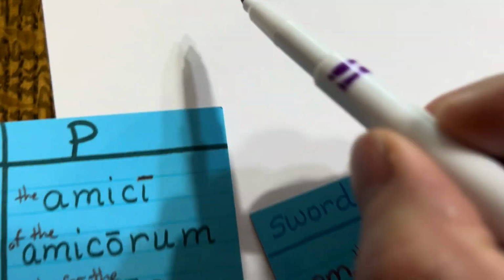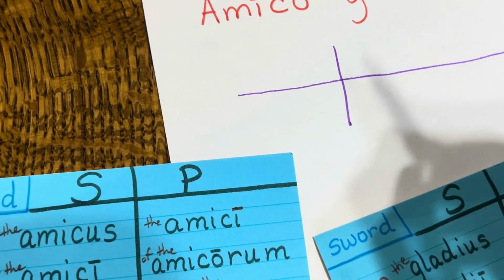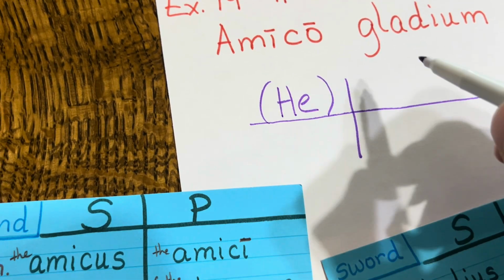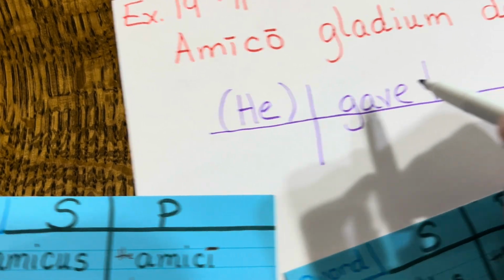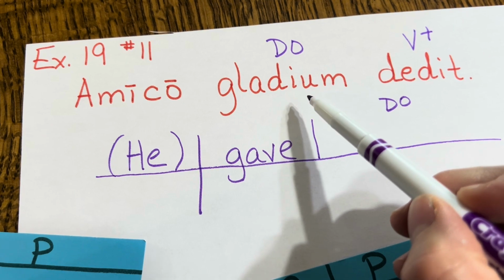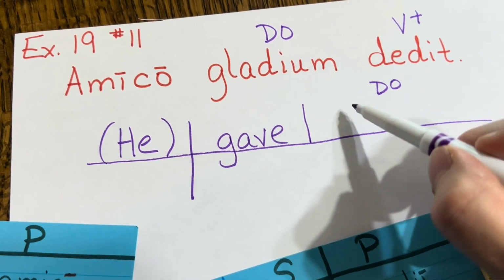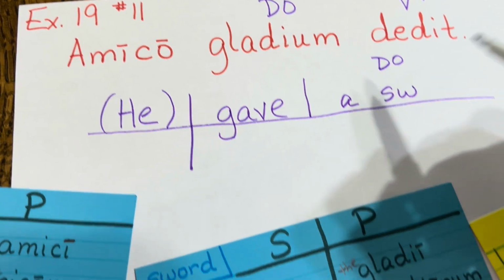Let me mark this out. Ooh, I need two people. Okay, so our subject is probably, it's not stated, but it will probably be he. Our verb is gave. He gave. What is our direct object? We saw that by this ending, it's gladium. It's a sword, right? A sword.